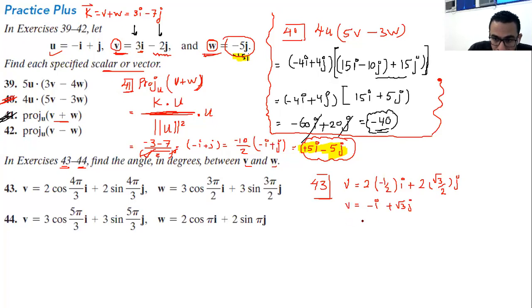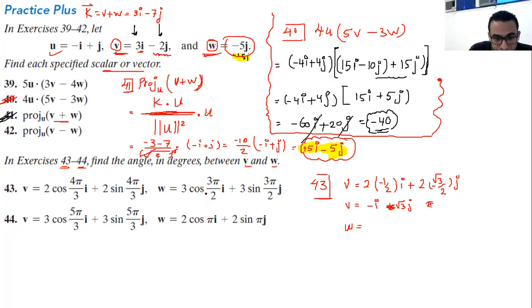I mean W. The angle 240 is in the third quadrant, so the sine is negative. 240 is 180 times 4 over 3. Cosine 240 is negative half, and sine 240 is negative radical 3 over 2. So V is negative 1 i minus radical 3 j.